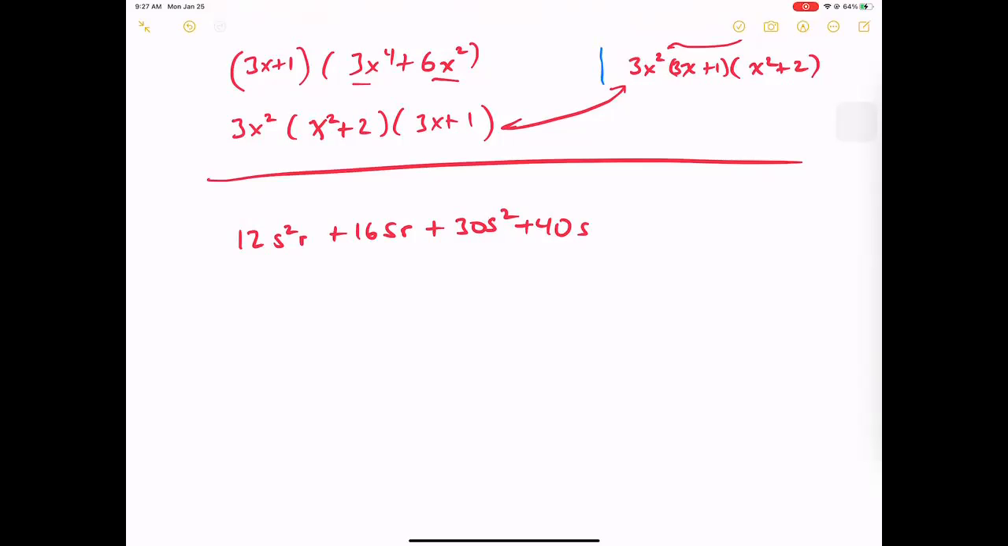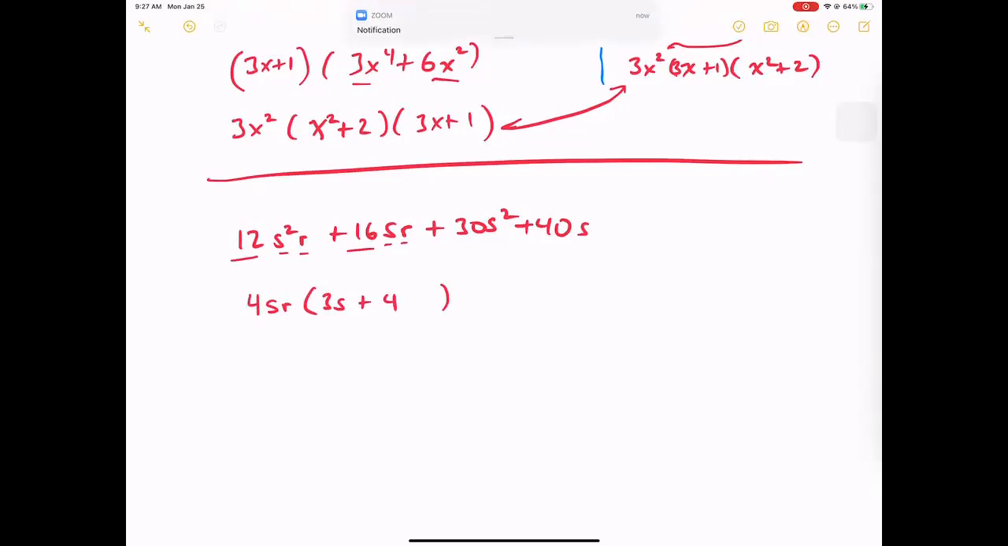So let's see what's in common in the front. 12 and 16, I have in common a 4. I see a common S and an R. So S and R. What we have left over in the front is 3S plus 4. Take a moment and make sure that does make sense to you.